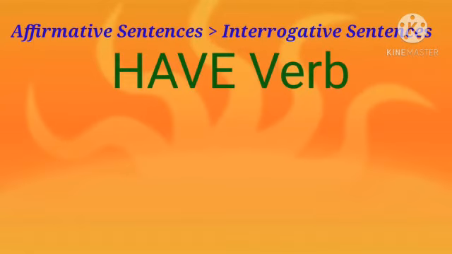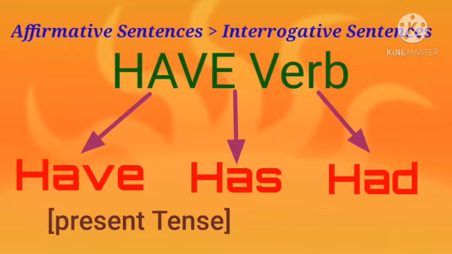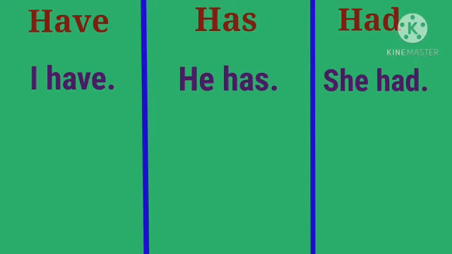First of all, we should recapitulate what the have verbs are. The have verbs are have, has and had. And as you know, we use have and has for present tense and had for past tense. Now we will learn one by one how to make the sentences interrogative if we find any one of these have verbs. So let us begin. Look at the sentences carefully.